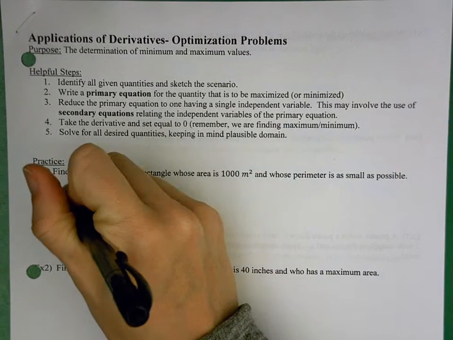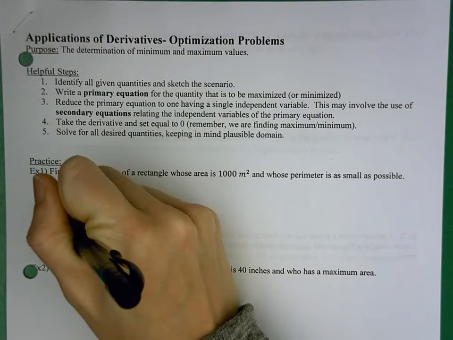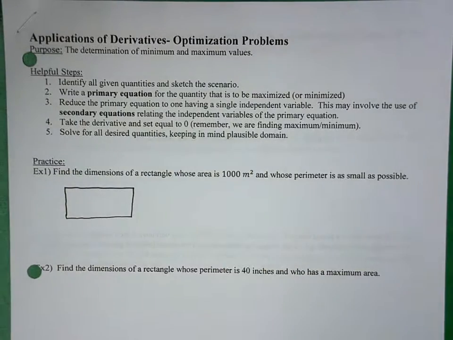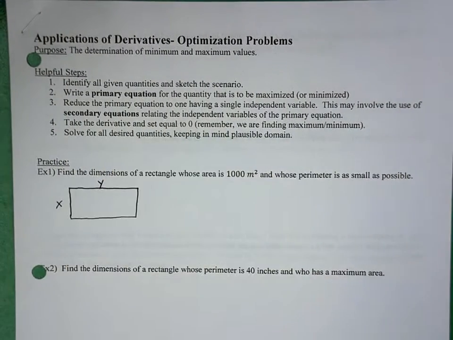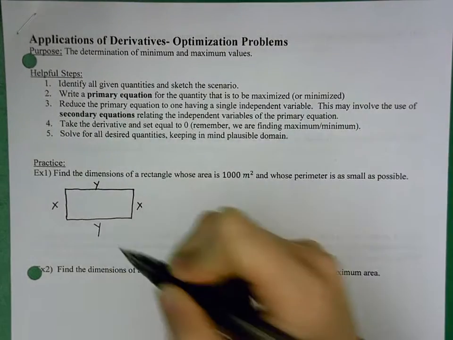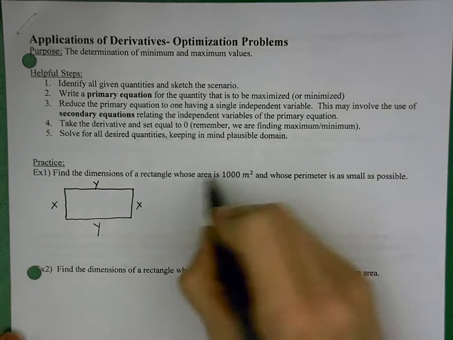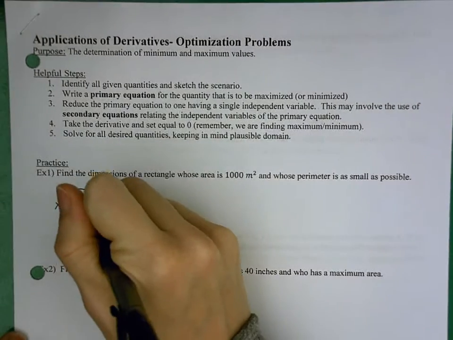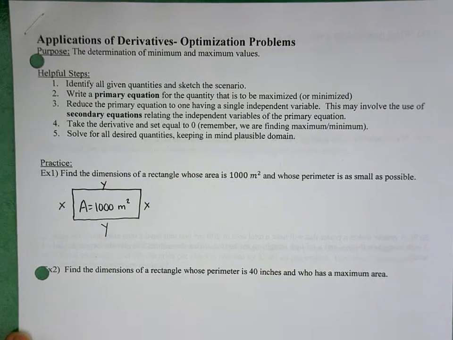In this case, we've got a rectangle. And I'm going to go ahead and call my rectangle sides X and Y, which means on the other side we will also have X and Y because it is a rectangle. And we are told that for this rectangle, our area is 1,000 meters squared. Okay, so that's step one.